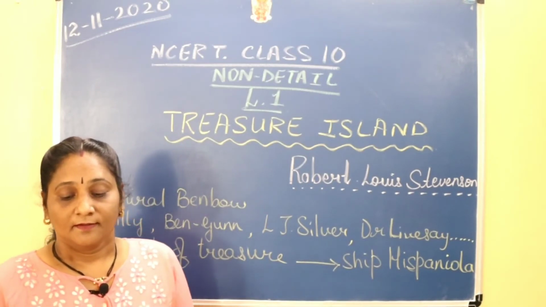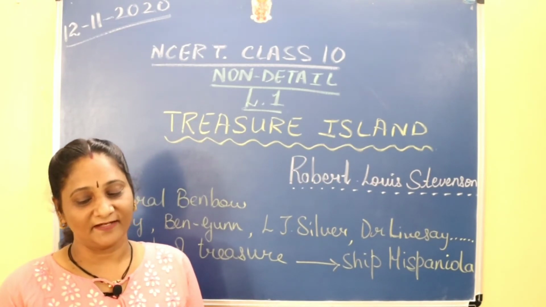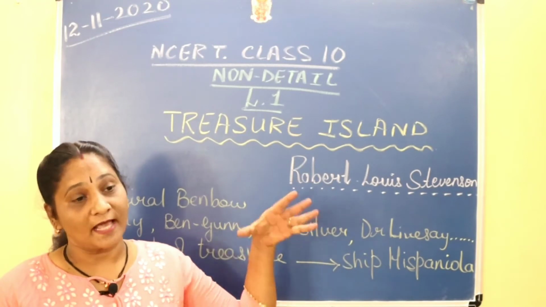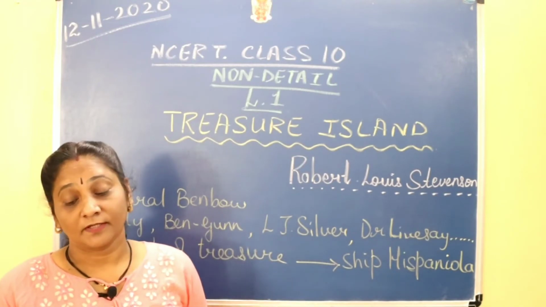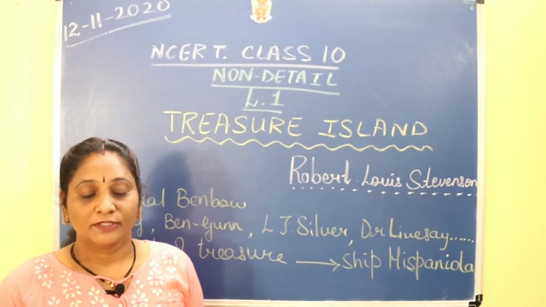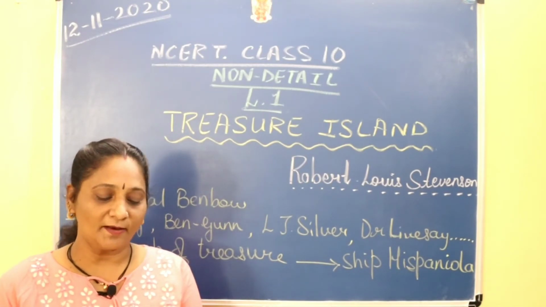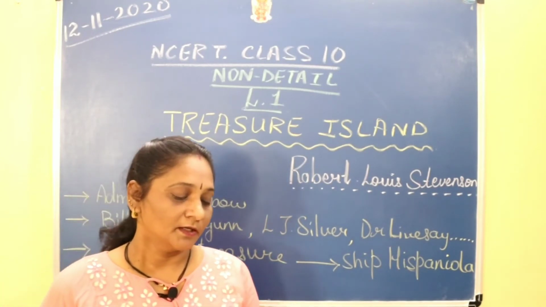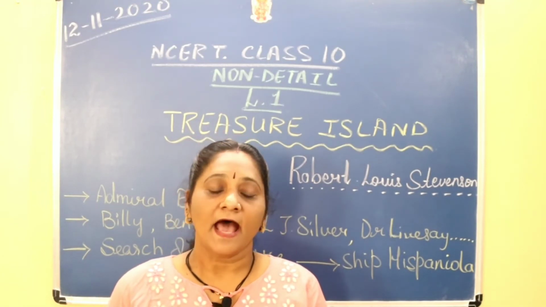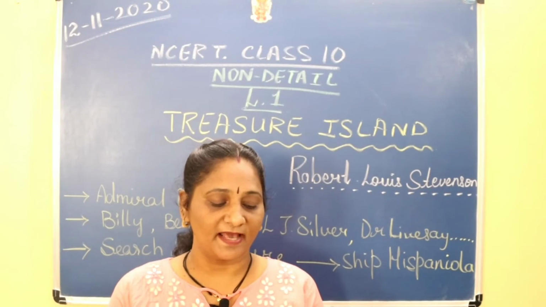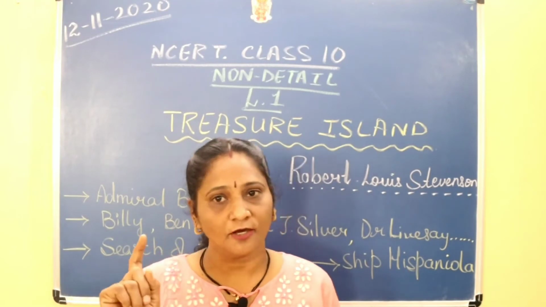Coming to page number 119, the ship Hispaniola safely reached the shores. So this was all happening when the ship was moving in the waters. Now the ship had reached its destination. Jim soon told Squire Trelawney and Dr. Livesey all about what he had overheard. They all asked him to be quiet and pretend as if they know nothing of the plan.